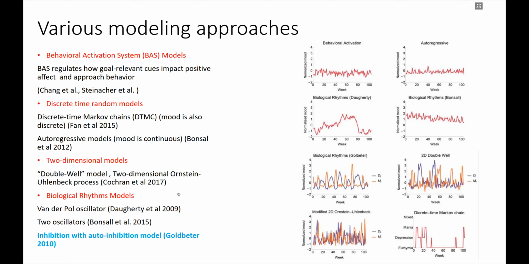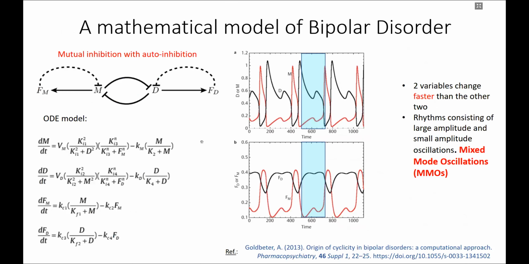One of those models was particularly interesting. This model was introduced by Albert Goldbeter in 2010. It's a phenomenological 4D model of bipolar disorder. The two main variables are M and D. They correspond to the activation of neuronal networks that are responsible for manic and depressive symptoms, respectively. So M inhibits D and vice versa. The intuition behind this comes from the clinical observation of antidepressant-induced manic episodes.